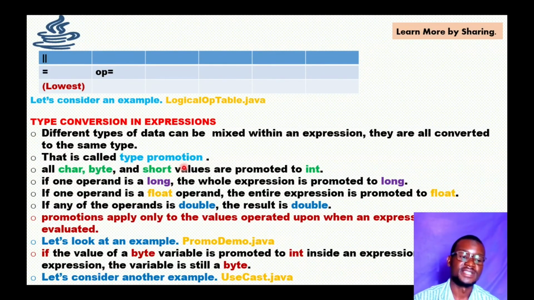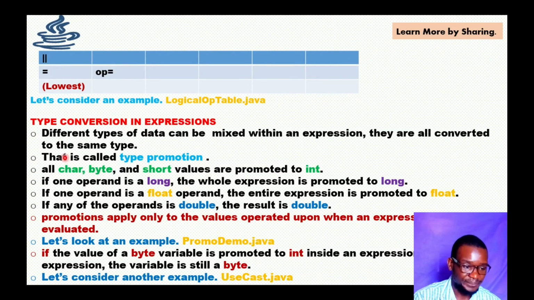Okay, so type conversions in expressions. What are they? We are told that different types of data can be mixed within expressions. They are all converted to the same type. That is called type promotion. So you can mix types within an expression so that they become the same. For example, a character, a byte, and a short value can be promoted to int.